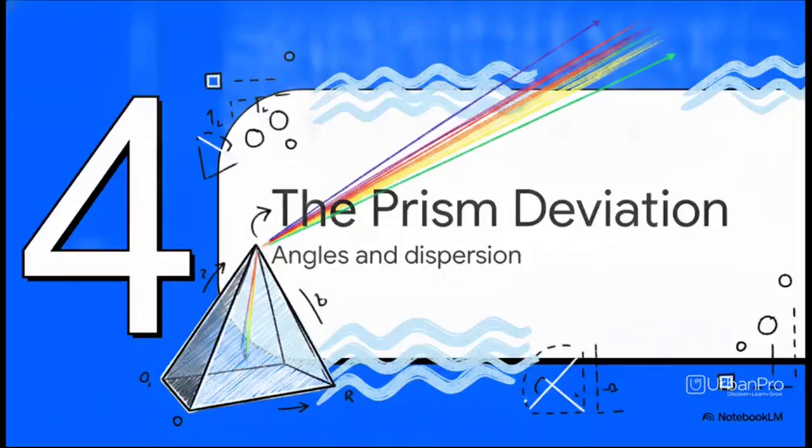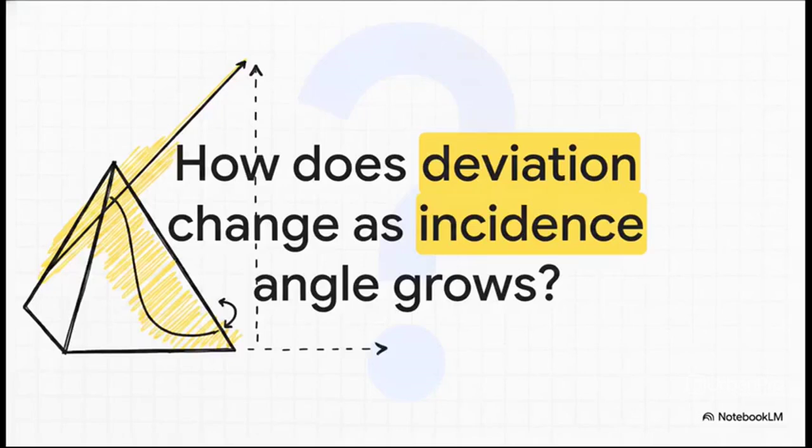And that brings us to our final stop, Section 4, the prism deviation experiment. Let's talk about angles and dispersion. So, when a ray of light shoots into a glass prism, it refracts, or bends, 2 separate times, once when it enters and again when it exits. This completely knocks the light off its original path. The angle between the incoming ray and that final outgoing ray is called the angle of deviation.